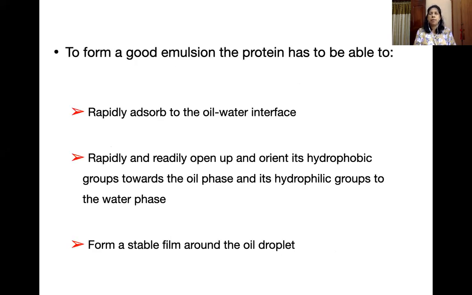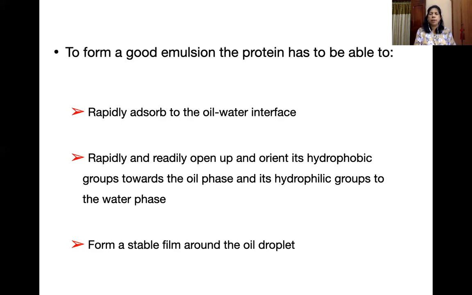To form a good emulsion, the protein has to be able to rapidly adsorb to the oil-water interface. I mentioned four abilities the protein should have, and rapidly adsorbing to the oil-water interface is another ability a protein should have to be an emulsifier. That means it should quickly combine with the oil and the water.